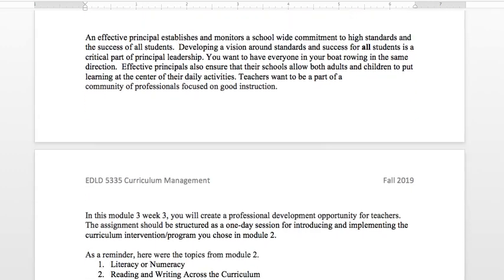So an effective principal establishes and monitors the school's commitment to high standards and success for all students. There's a vision that has to be developed around standards and success for those students, and that's a very critical part of principal leadership. So you have to get everyone in your boat rowing in the same direction. If everyone is not on board, then you're going to be just rowing around in a circle. And so in order to do that, there has to be a way for principals to support their teachers. And teachers need to be a part of a community of professionals that are focused on good instruction.